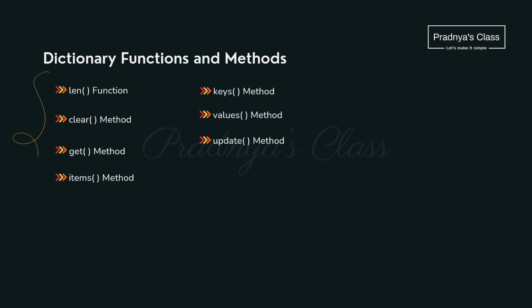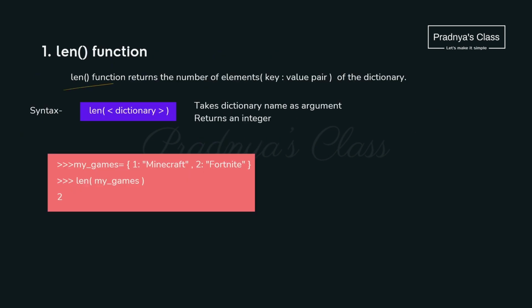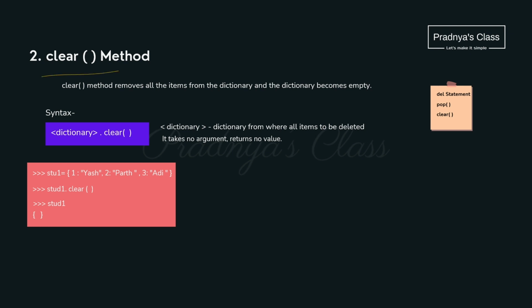It's time to go through some of the functions and methods associated with dictionary. It will be different from the functions related to string, tuple and list. But the working of len function is same. It will count the number of elements. In this dictionary, there are 2 elements which is in the form of key value pair. Clear method also works in the same way. It will remove all the items and the dictionary will become empty.